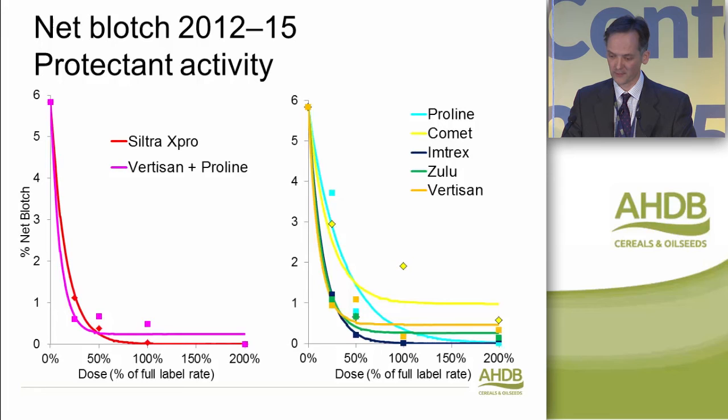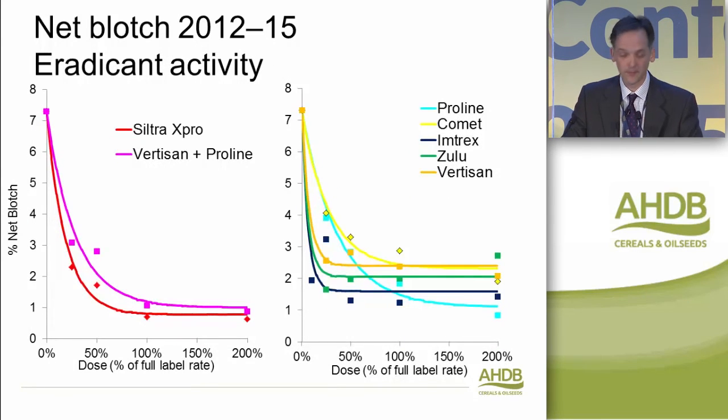performing very well. Vertizan, Zulu and Imtrex nestled together very closely at the bottom there. Proline still very effective, more of a rate response there. Certainly we see an improvement by going from a half to a full label rate of Proline. But both of the 2 SDHI mixtures tested here look very strong as well. And in a curative situation, it's a very similar pattern, a very good activity from the SDHIs and from Proline. And again, Vertizan and Siltra showing the benefit of using an SDHI mixture above Proline.